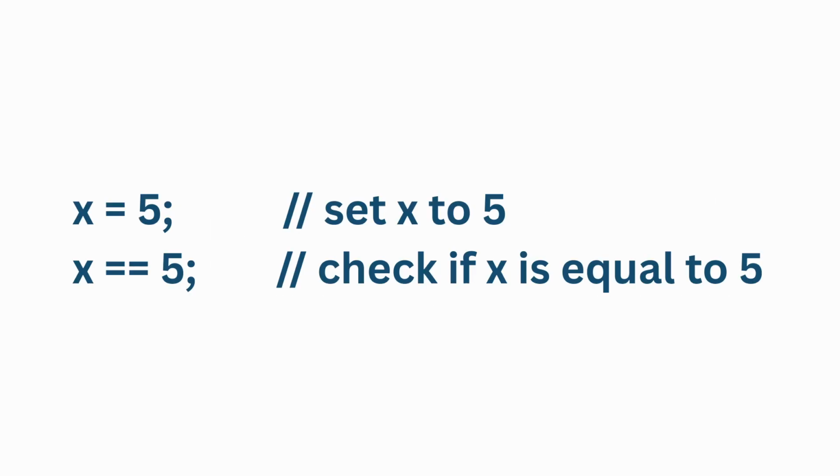An important note, don't confuse the single equals sign with the double equals sign. The single equals sign, one symbol, is for assigning values. The double equals sign, two symbols, is for comparing values. For example, x = 5 sets x to 5. And x == 5 checks if x is equal to 5.